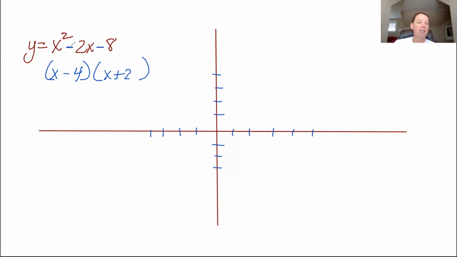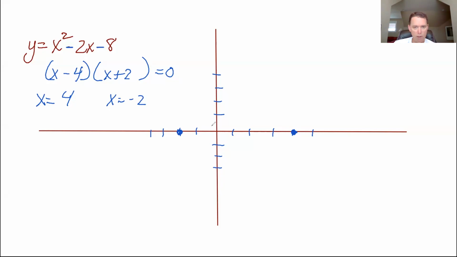Okay, so I want x minus 4, x plus 2. And that's going to give me x equal, remember I said these equal to 0, x equals 4, x equals minus 2. So I go to minus 2 and plus 4. And those are my two zeros. And I know that the axis of symmetry is right in between there.